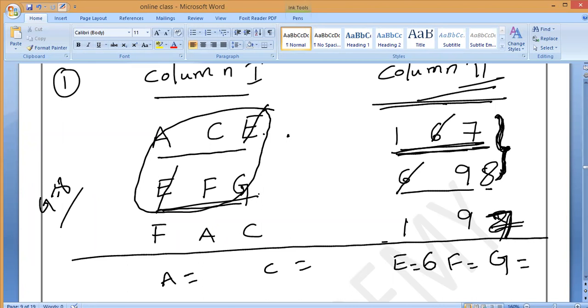Next, second row and third row. These two rows, F is common. So for F coding here, what is the common code?